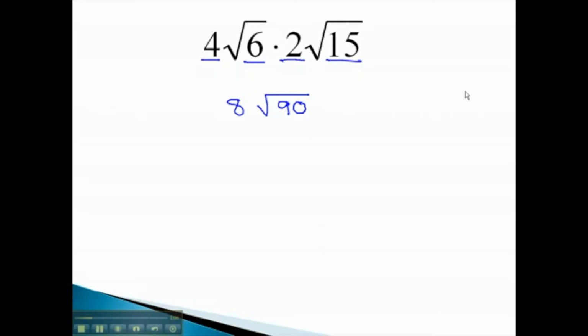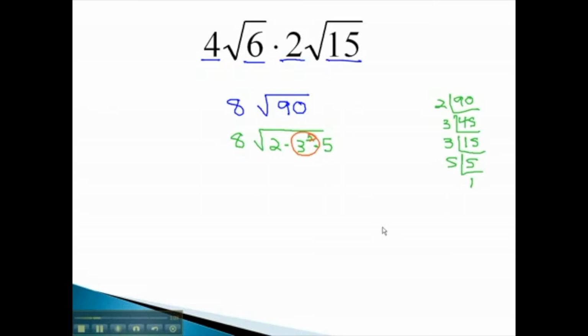We must be sure our final answer is reduced, so we'll find the prime factorization of 90 by dividing by 2, 3, 3, and 5. And we find out that 90, its prime factorization, is 2 times 3 squared times 5. This means we can pull a 3 out by dividing the exponent 2 by 2, and we have one 3 coming out. 8 times 3 is 24, and inside the square root, 2 times 5 is 10.